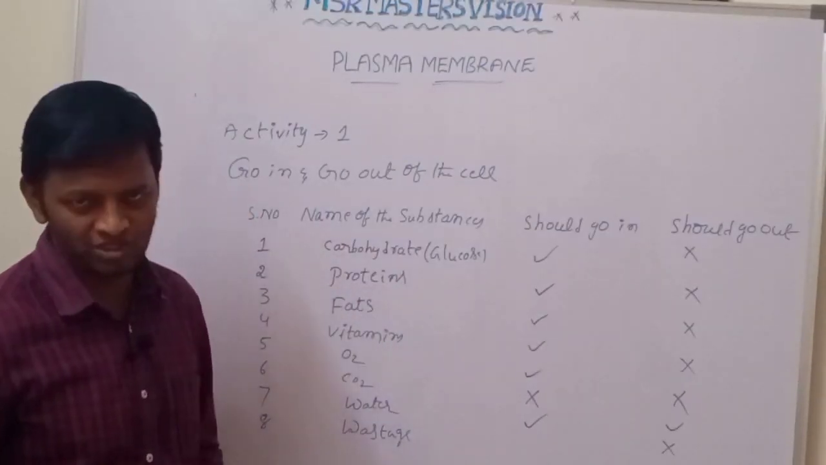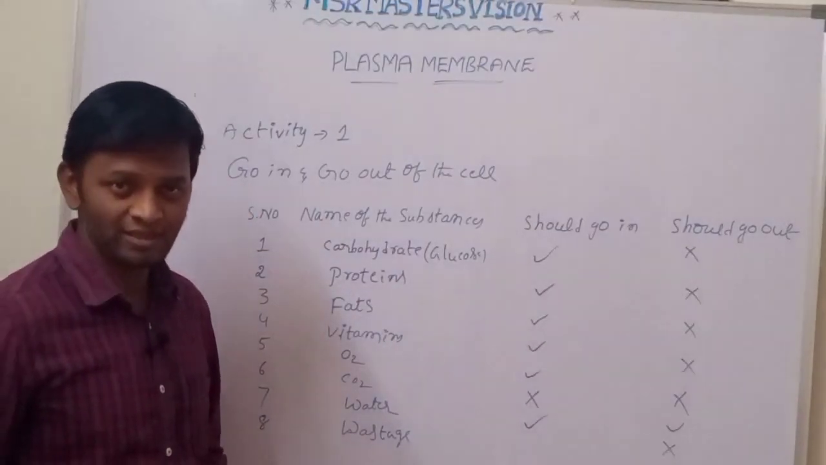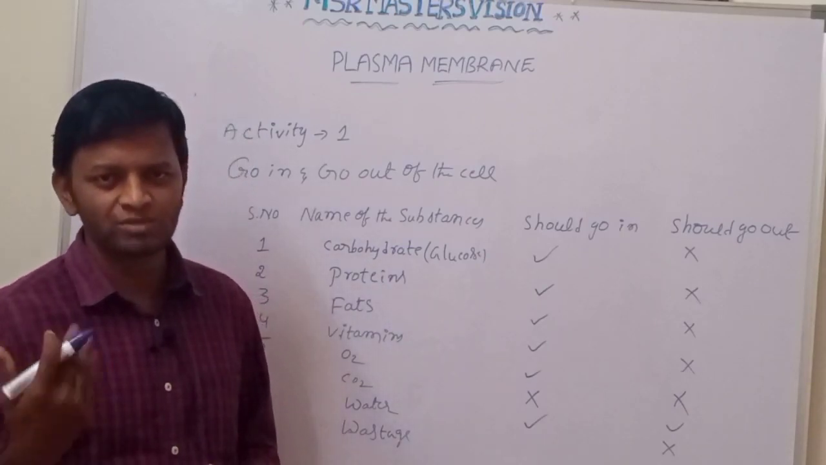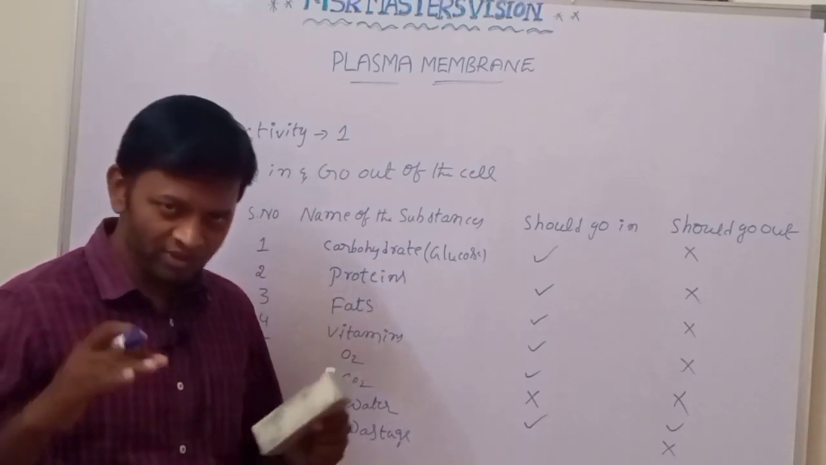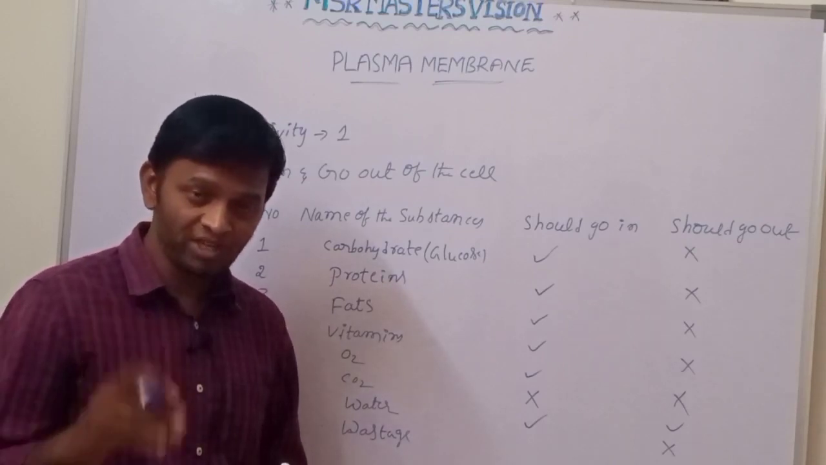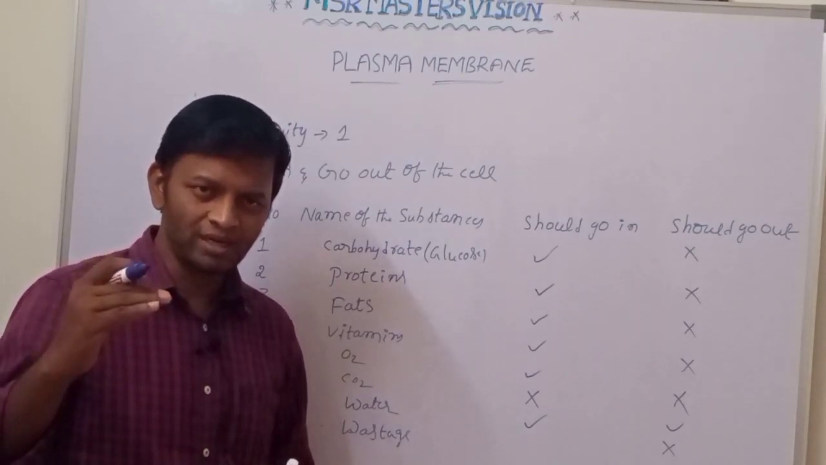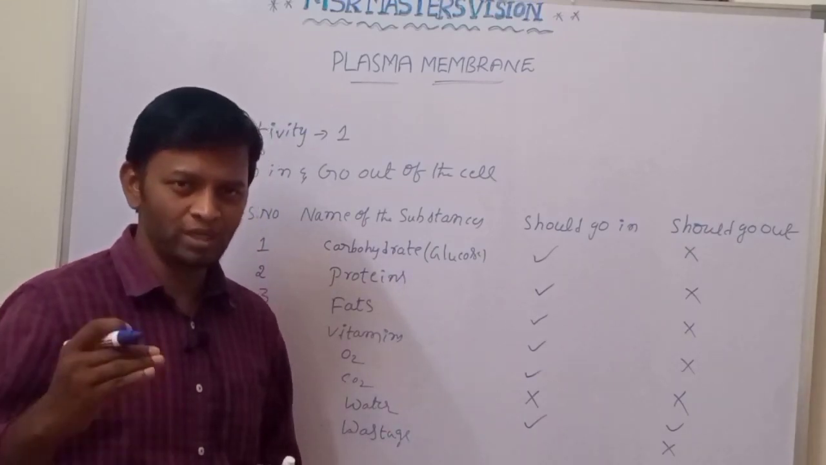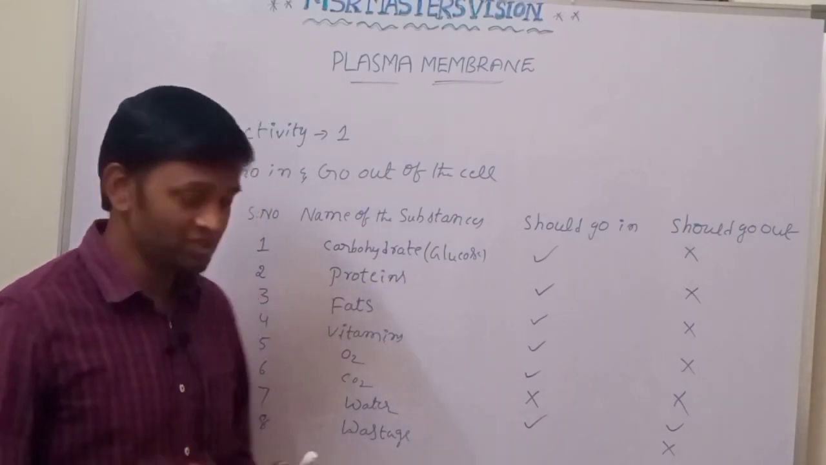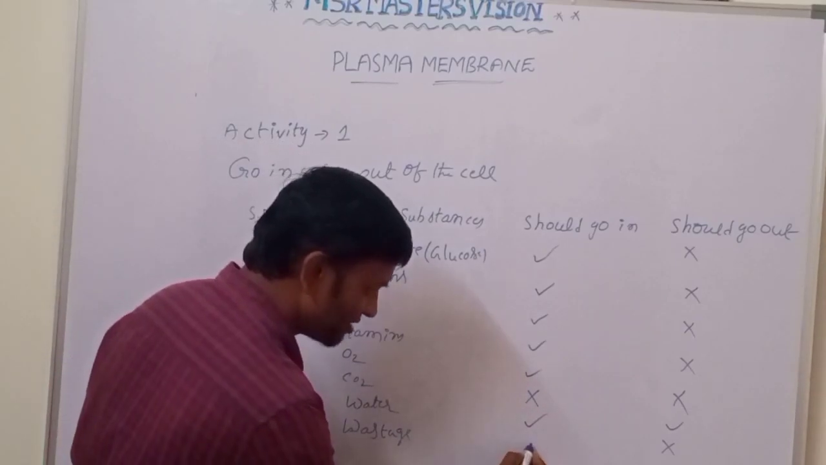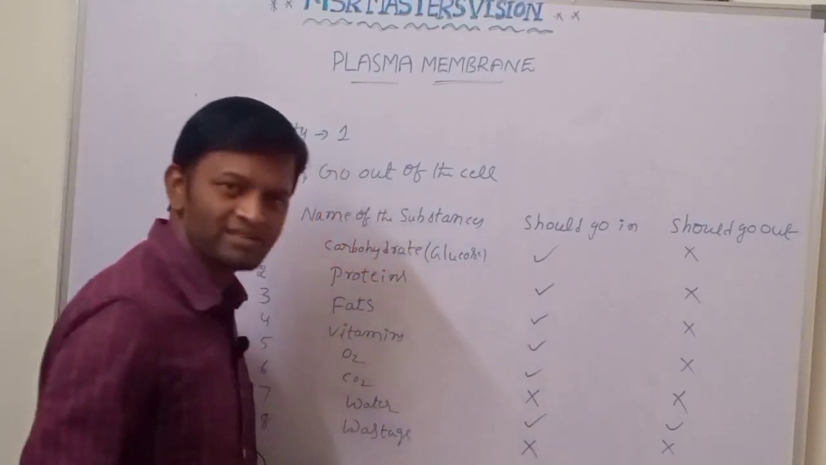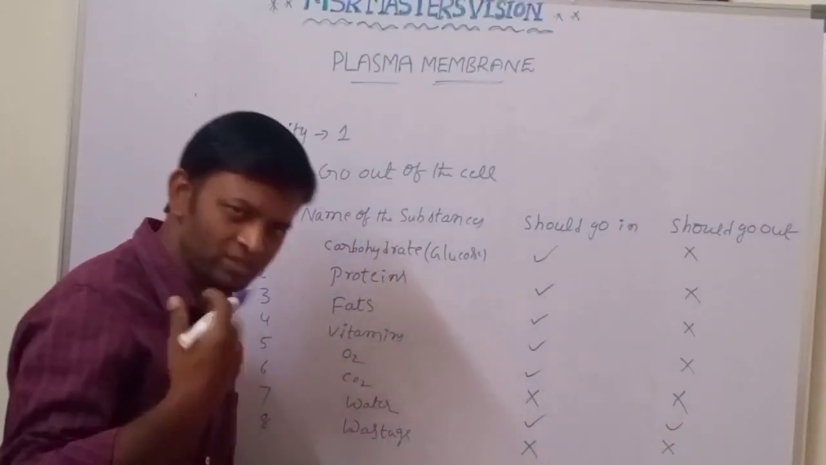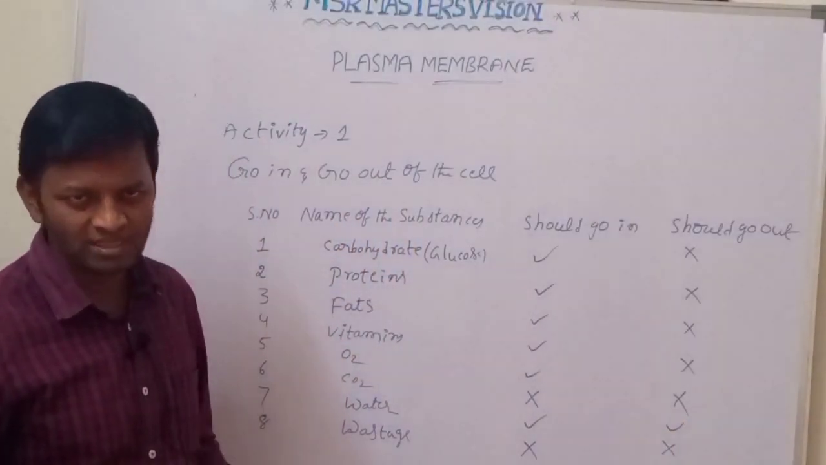Right. If you take wastage, due to the different metabolic activities in our body, what is happening? Yes, waste materials are formed. These waste materials, compulsory we should remove from our cell. That is why the waste materials are not entering inside the cell. The waste materials are going outside the cell, or exit outside the cell.